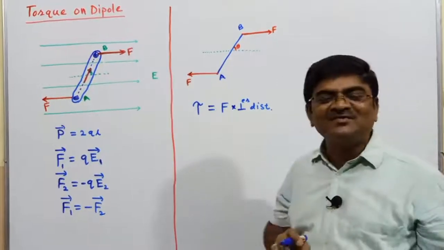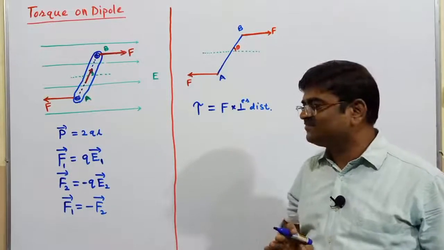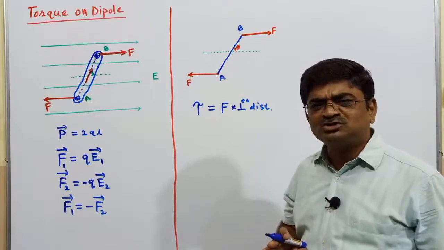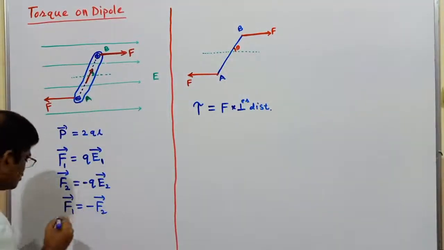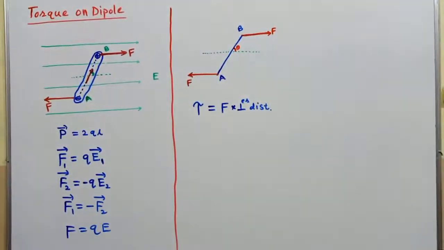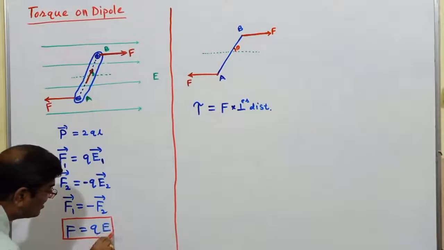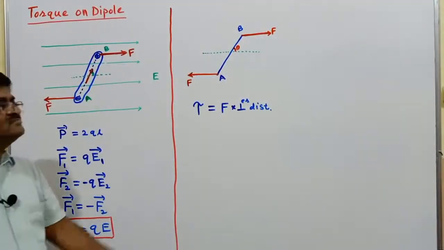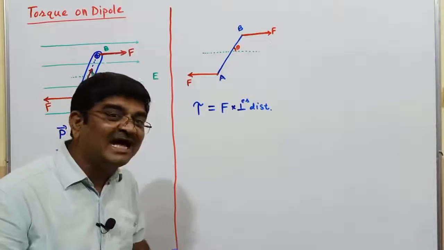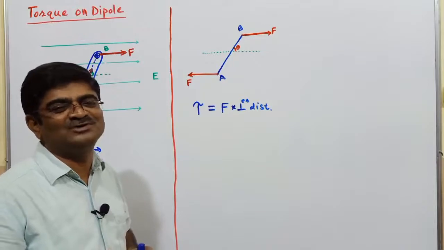Now to go ahead with this equation, what do I need? I need the force on those two charges. Have I got the force on those two charges? Yes. What's the magnitude of force on those two charges? F equal to QE. F1 equal to F2 equal to QE, I have got. So force I already have, ready to go ahead with torque. Force I have. What I need is the perpendicular distance between the lines of action of those two forces.